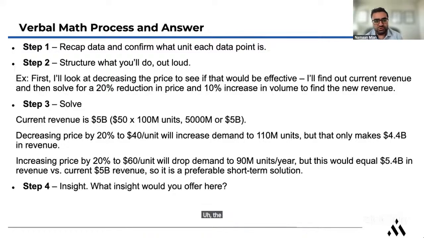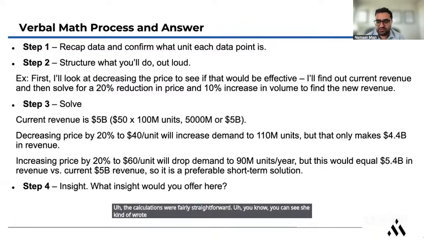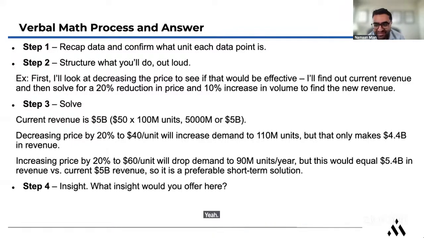The calculations were fairly straightforward. You can see she wrote down the 5,000 million. She wrote down some of those key numbers, but she didn't do all of the math on paper, at least I don't think so, because you did it too fast, right? It was mental math, with some writing as she went.